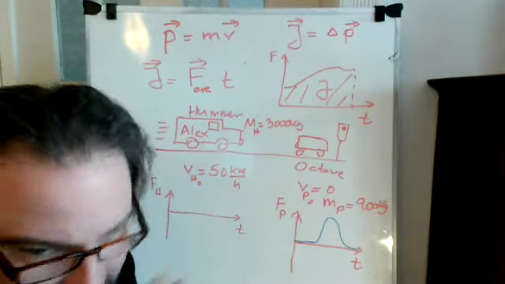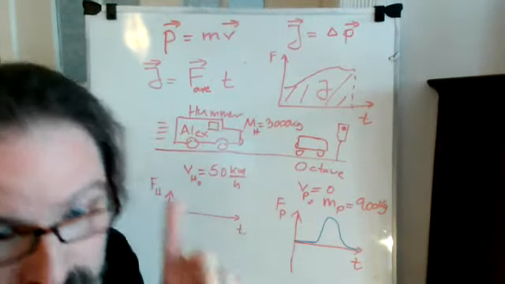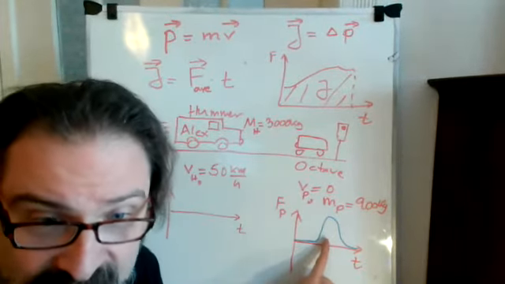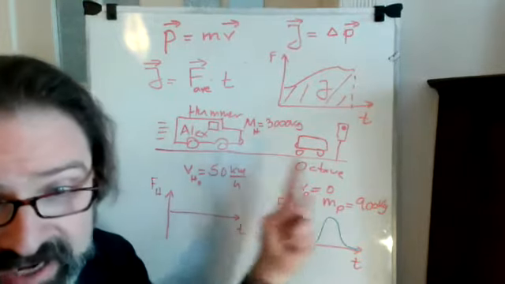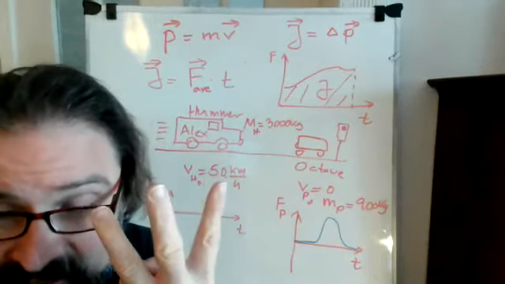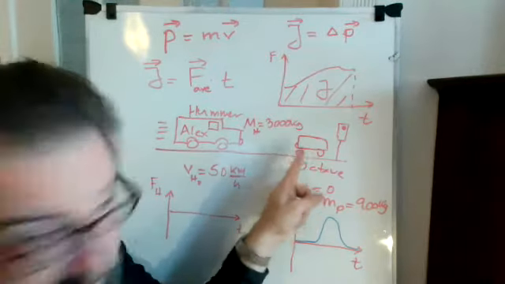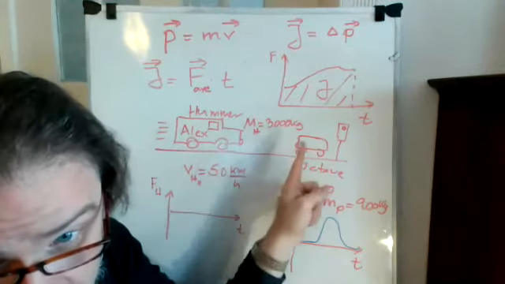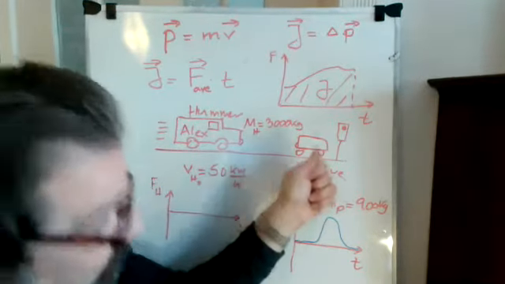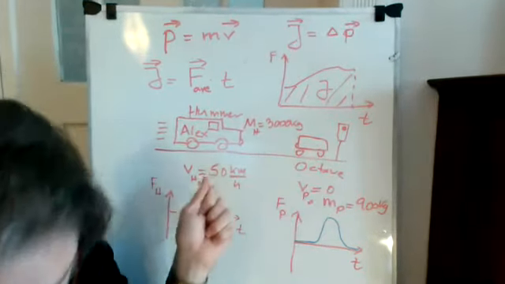You might be like, oh, but how big is it? Well, we don't know again, but we do know how big it is compared to this force because we've studied how two objects interact, and Newton's third law says that the force exerted by one object on the other is equal and opposite to the force exerted by that other object back on the first.